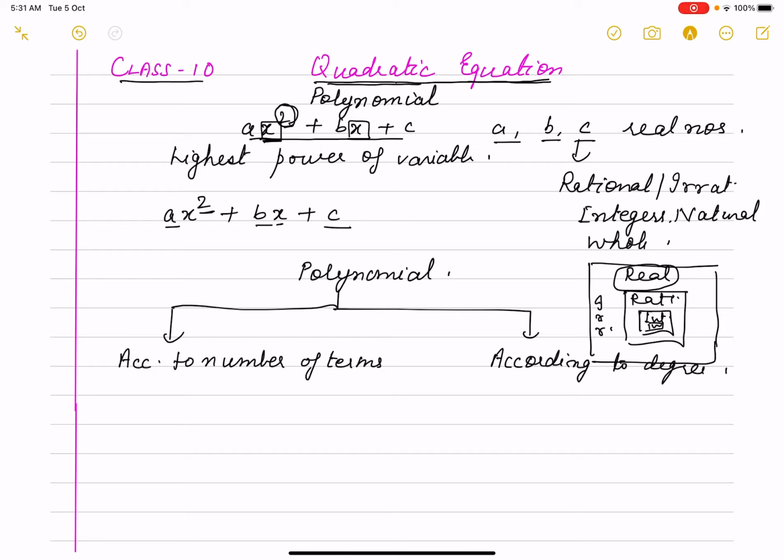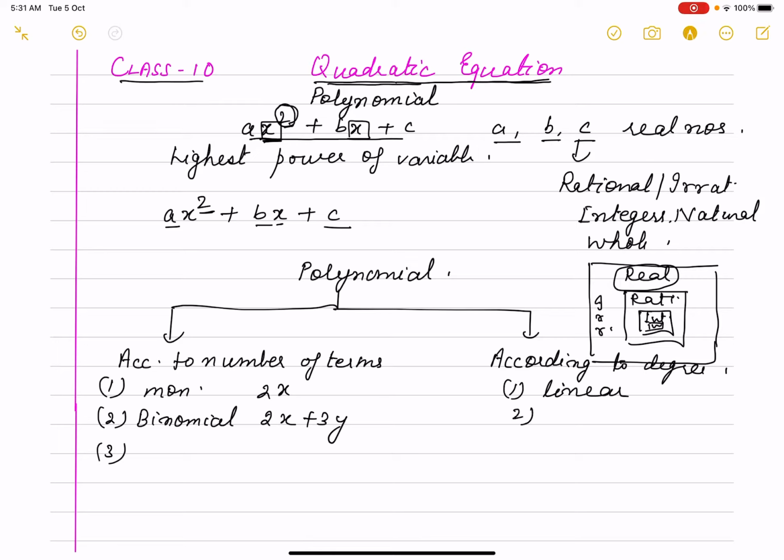Where we remember that if we have one term, it is called monomial, two terms binomial, like 2x plus 3y, and three terms trinomial. According to degree, if 1 degree then linear, 2 degree means quadratic. Quadratic has come from quadrate, that means square. So quadratic means that. What do you mean by equation?